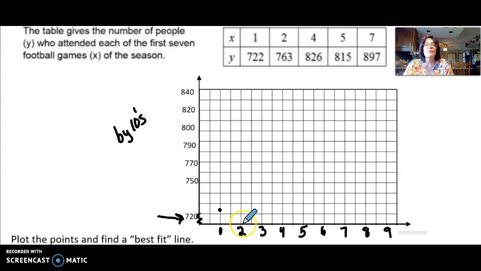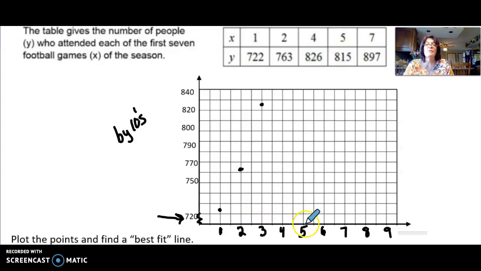After the second game, we were at 763. So here's 750. Here's 760. 765 would be halfway, so again, a little bit underneath that. The third game, there were 826. So I'm at 800, 810, 820, 825 would be halfway. So maybe just a little bit above that.